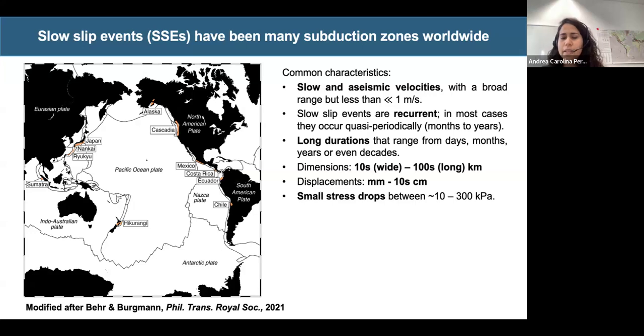But despite these long durations and big dimensions, the cumulative displacements of these events are relatively small, ranging from millimeters to tens of centimeters. And because of these big dimensions and small displacements, the stress drops of slow slip events are relatively low compared to earthquakes, and they range from 10 to hundreds of kilopascals.